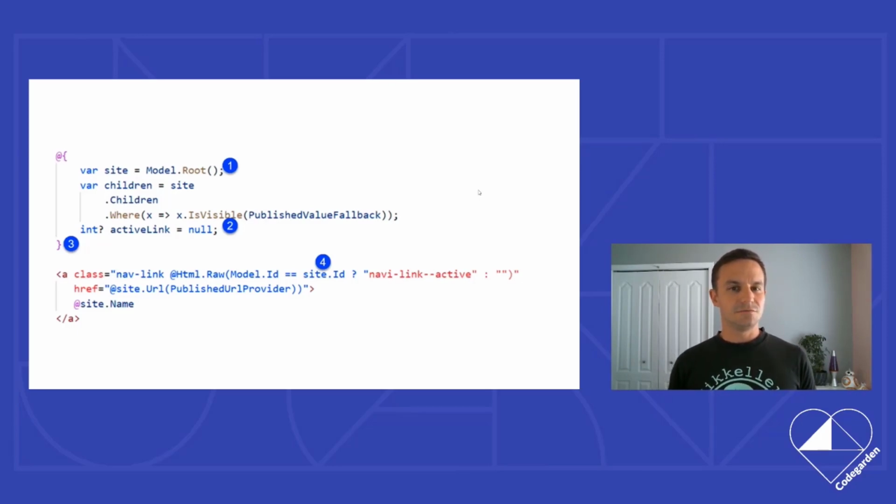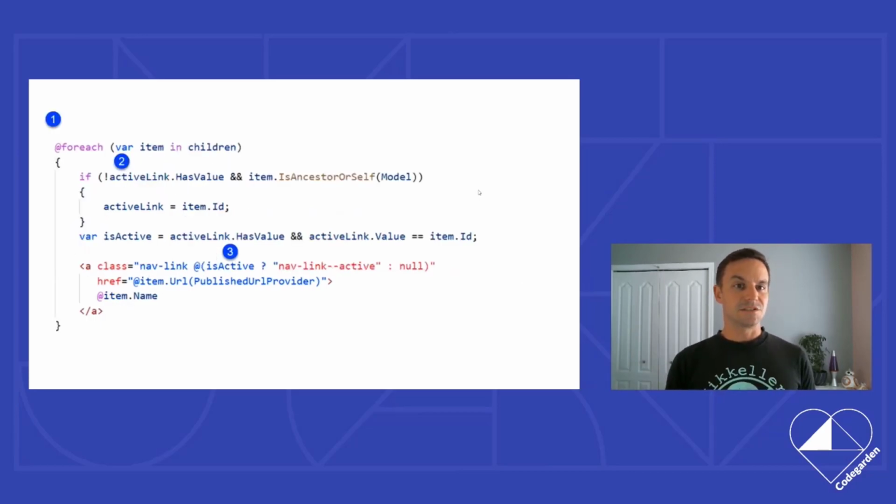And we've created a new variable called active link, which we're going to use to check whether the link is active below. The fourth part here is that we're just reusing the site variable that we have stored again. So now we're only calling model.root one time. And then this is the below script.